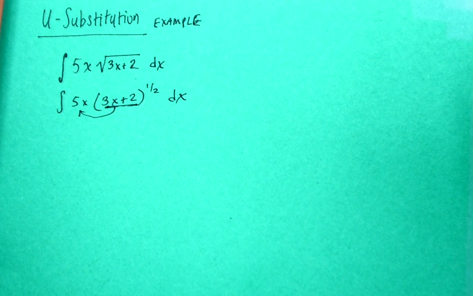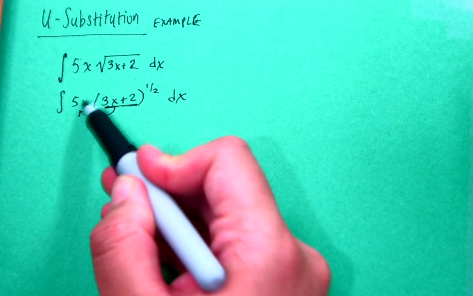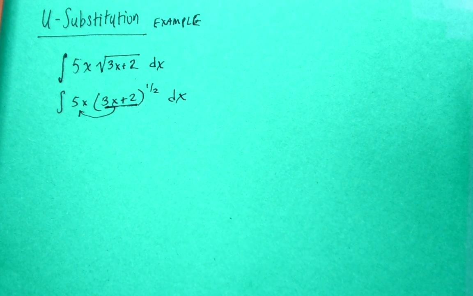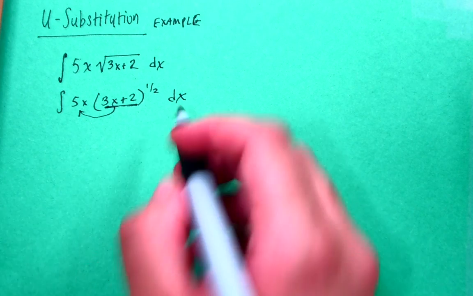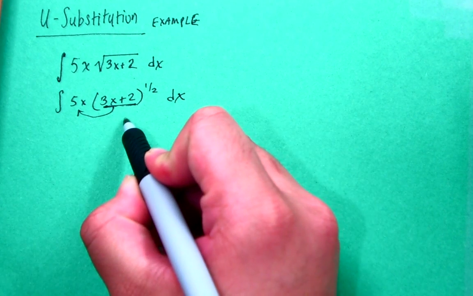And I don't have a 3 next to it, nor do I have an easy way to get a 3 next to it because of this pesky x term. So I do not have an opportunity to use a reverse chain rule. So what that means is I must use U substitution.